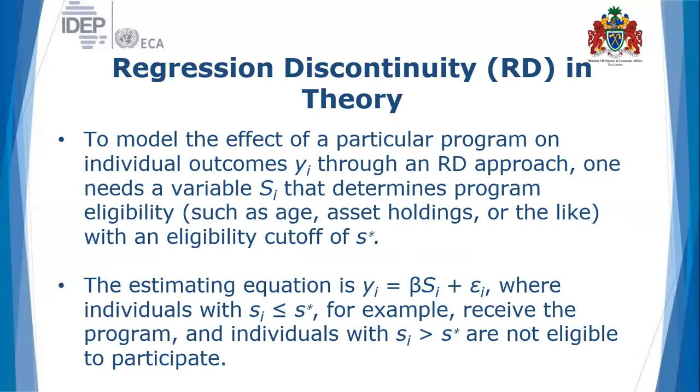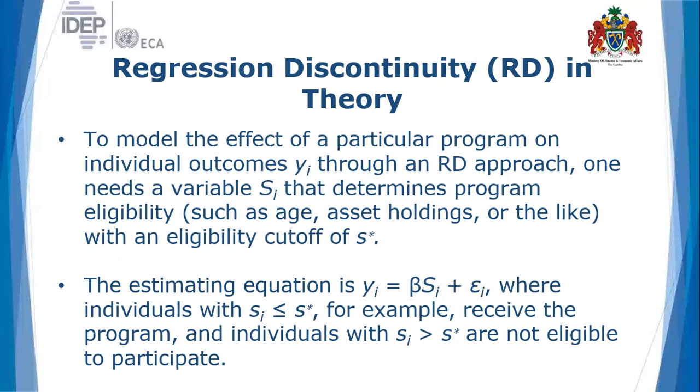In the student scholarship, the variable Si can be a score of 80% in a particular examination. So that variable determines program eligibility, whether one is eligible or not, and other variables can be age or asset holdings and many others, depending on that particular program. Within that should be an eligibility cutoff, which is denoted by small s star.